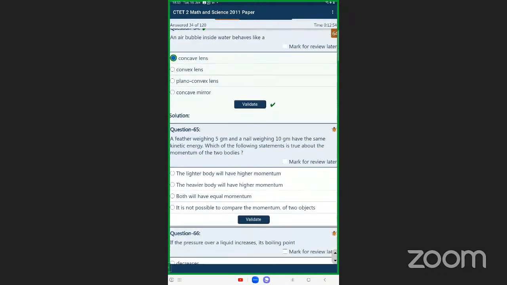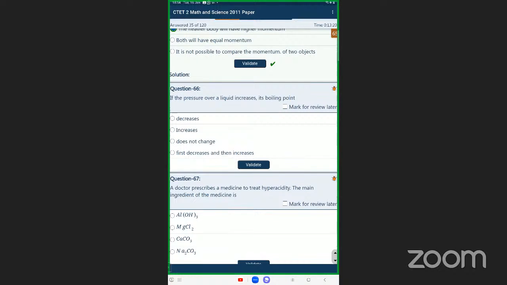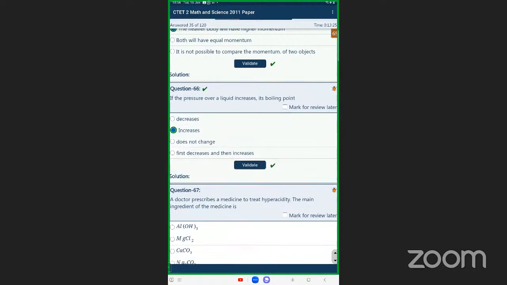Now next one, question number 65. You see, student, a feather weighing 5 gram and a nail weighing 10 gram have the same kinetic energy. Which of the following statements is true about the momentum of the bodies, student? The heavier body will have higher momentum. So option B is correct. If the pressure over a liquid increases, the boiling point also increases.